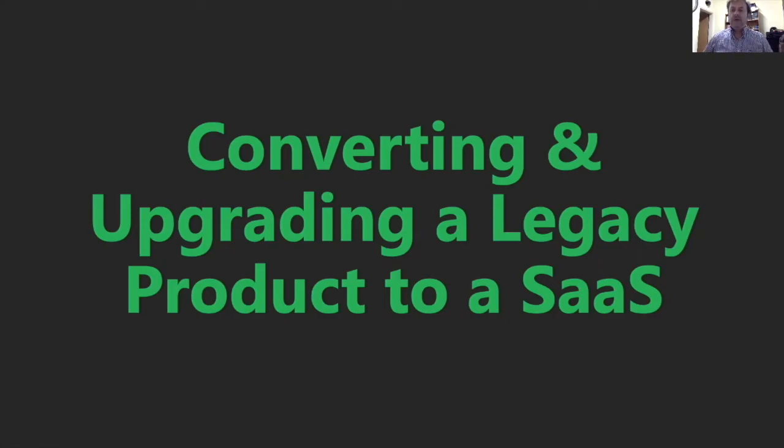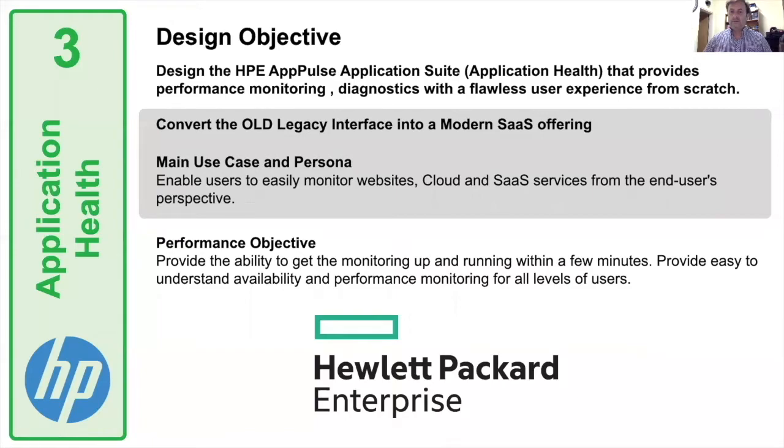Converting and upgrading a legacy product to a SaaS product. The design objective was to design an application suite that provides performance monitoring and diagnostics, with a flawless user experience from scratch. The objective was to convert the old legacy interface into a modern SaaS offering. The main goal of this design was to create simple user flows and reduce the amount of pages and clicks.